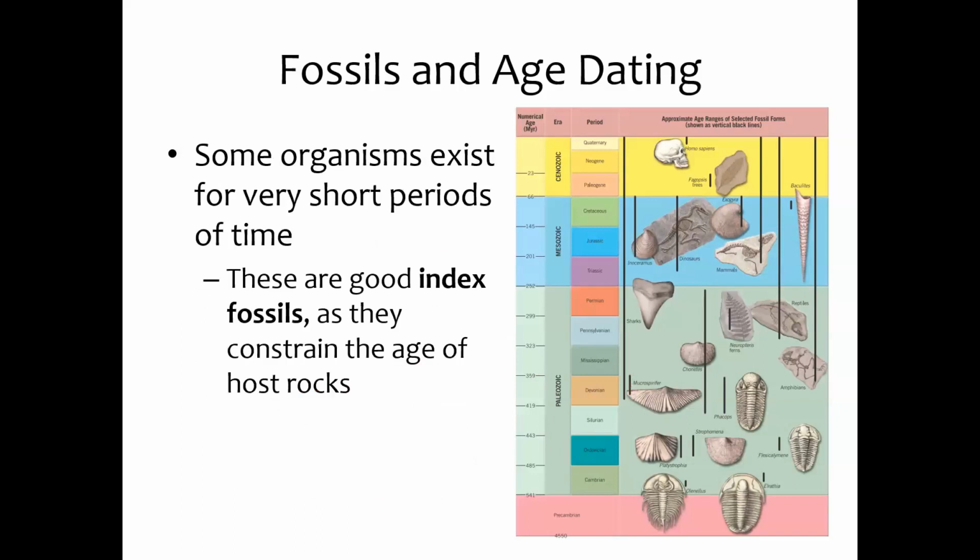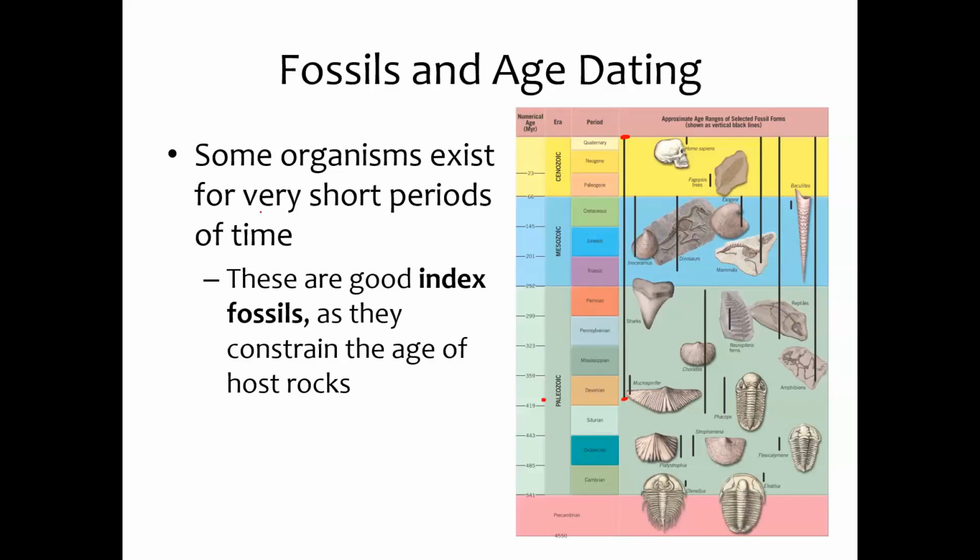Some organisms exist for really long times, right? This bar here is for sharks. They started in the early to middle Devonian, and they're still around today. You can find shark teeth in rocks as old as 400 million years, or you can go find shark teeth on the beach today. They're not a very good fossil for telling us how old a rock is for that reason, because you don't know. Is it 400? Is it 300? Is it 200? Just by finding a shark tooth in there, you have no idea.